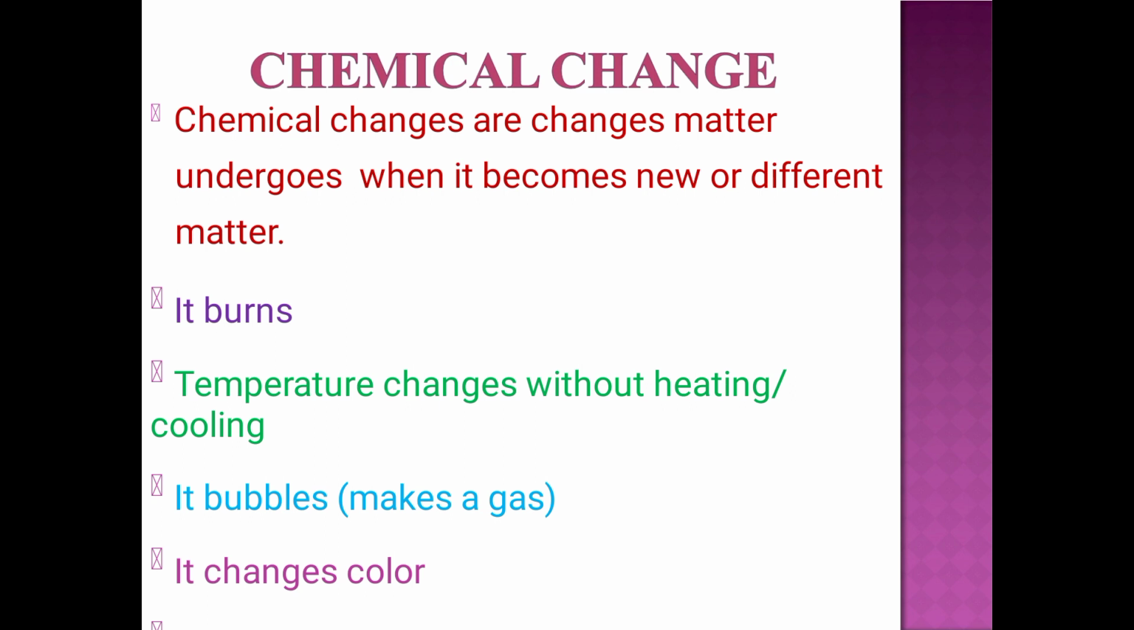Next, we will be studying about chemical changes. Chemical changes are the changes in which matter undergoes change and forms a new substance. In other words, in a chemical change, there is always a new substance formed. Temperature changes without heating or cooling. It bubbles, or you can say there will be a formation of gas. There will be a change in the color.